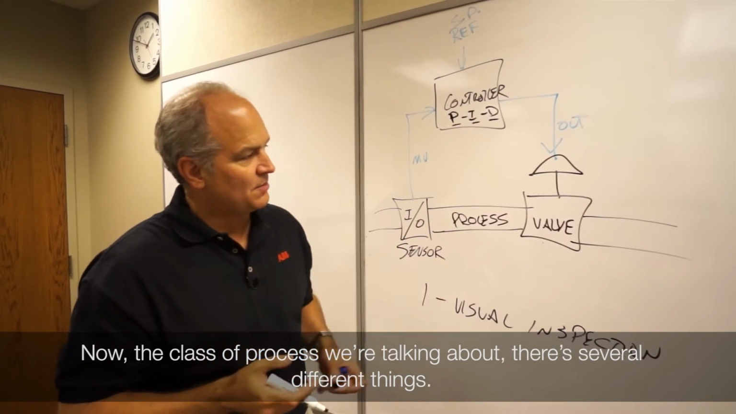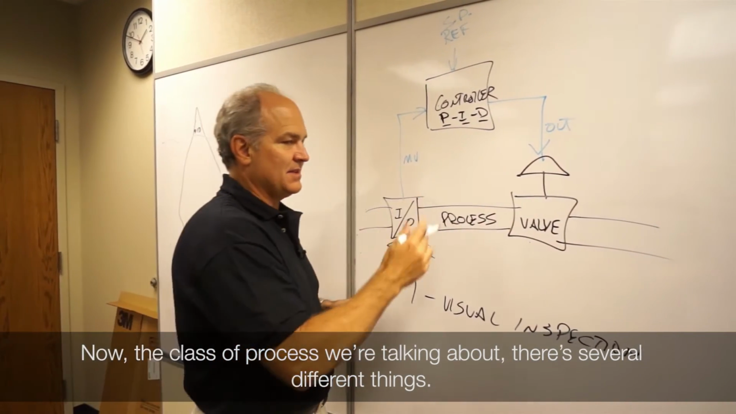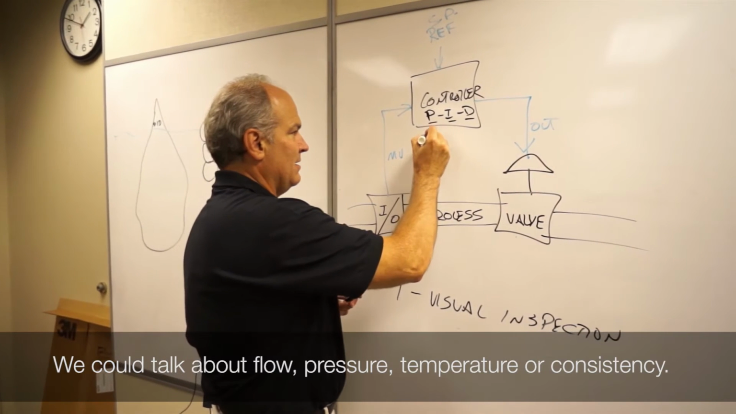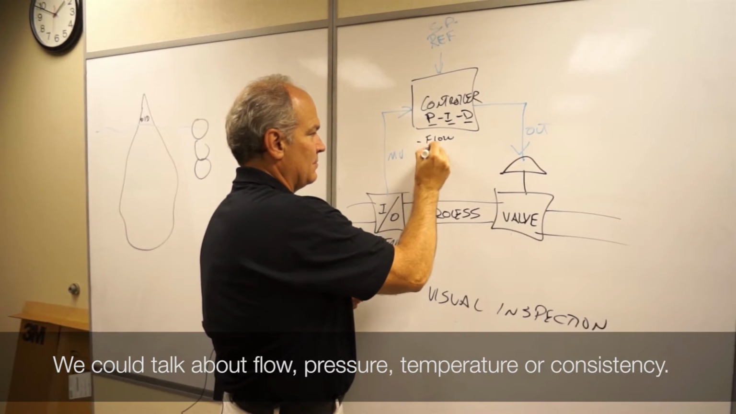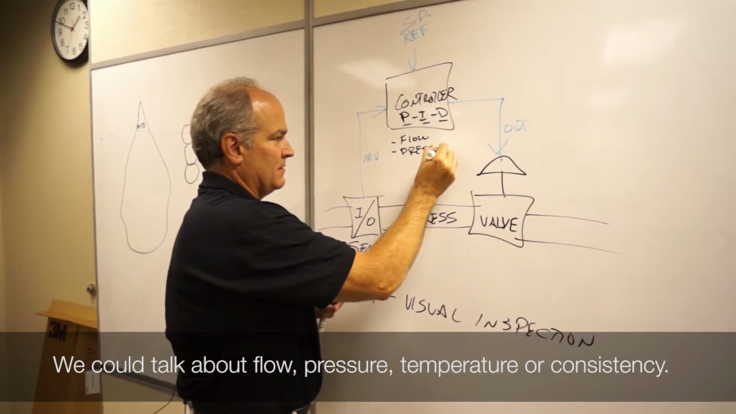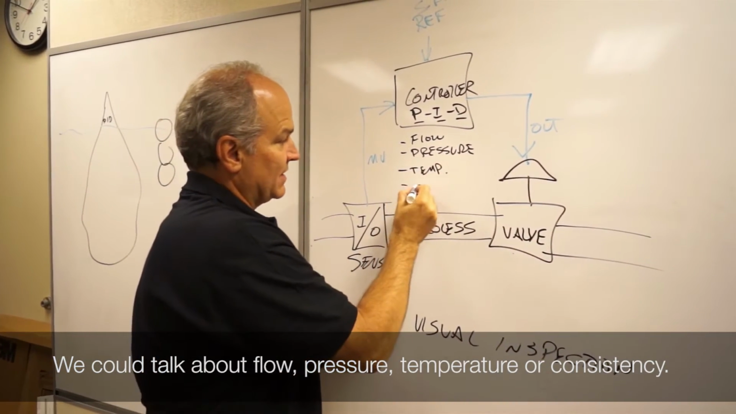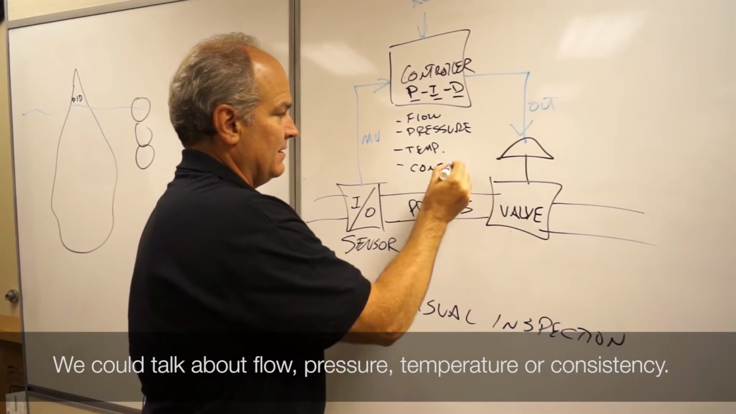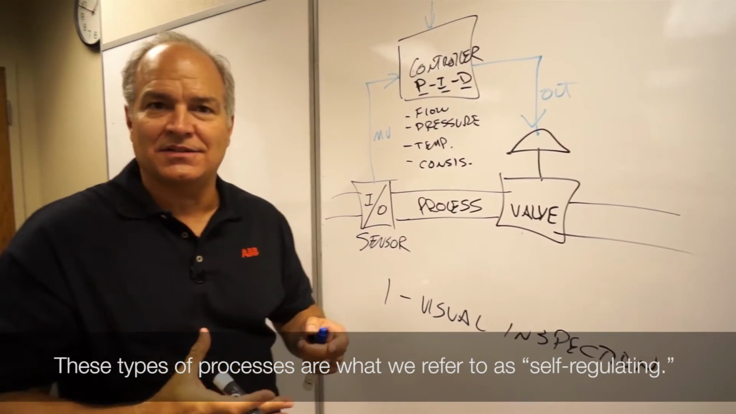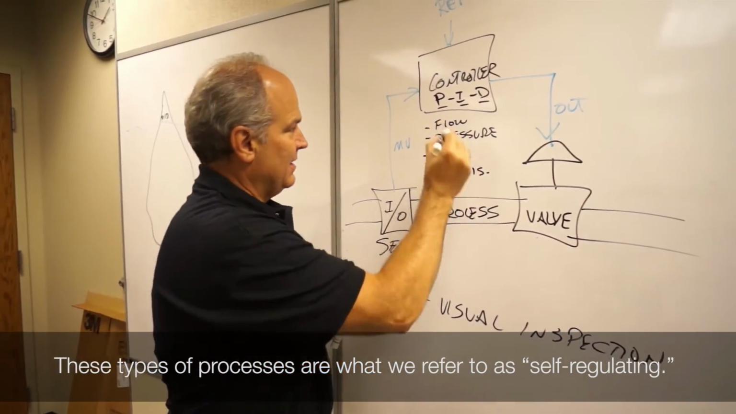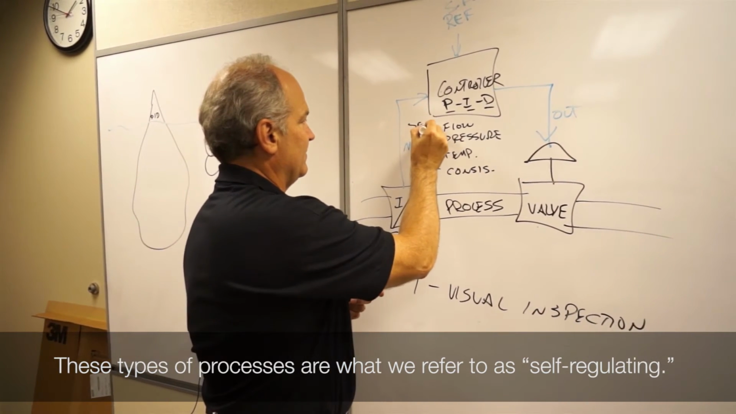Now, the class of process that we're talking about includes several different things. We can talk about flow, pressure, temperature, consistency. These types of processes are what we refer to as self-regulating.